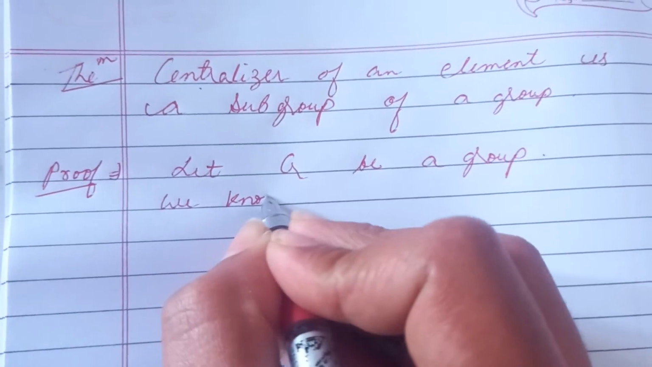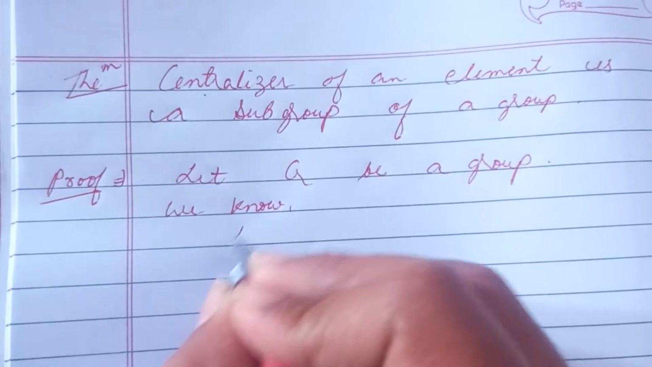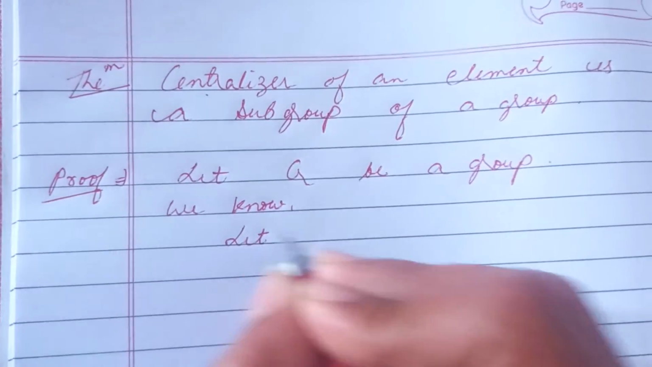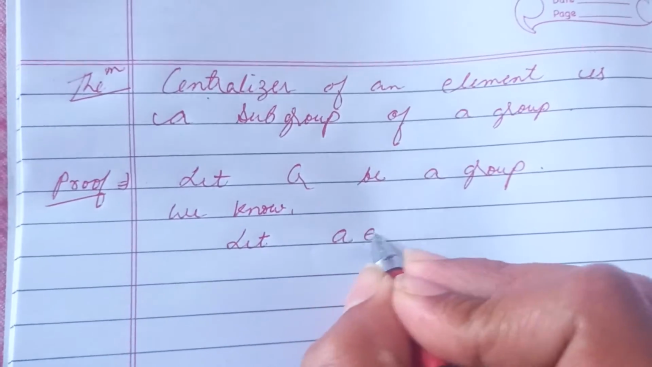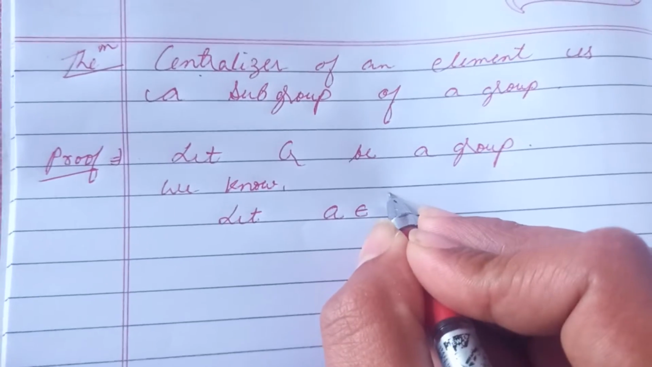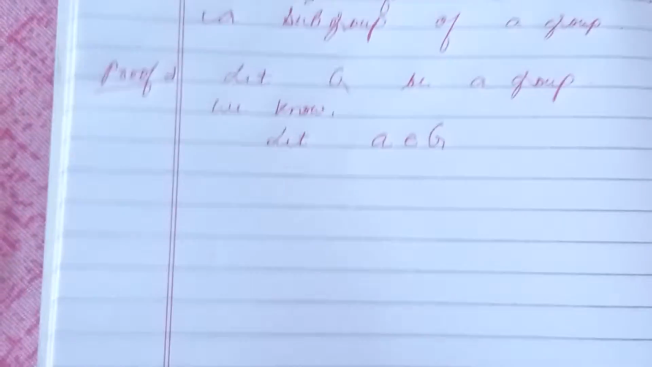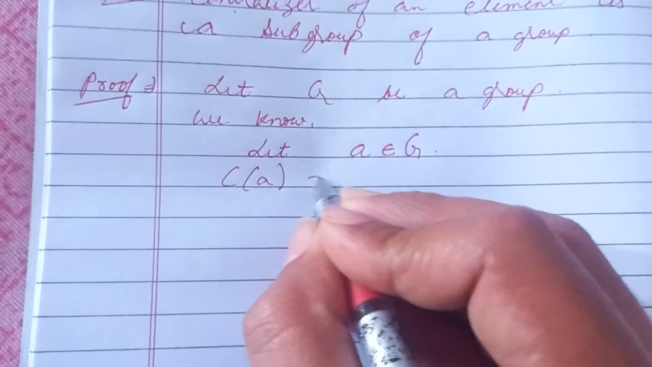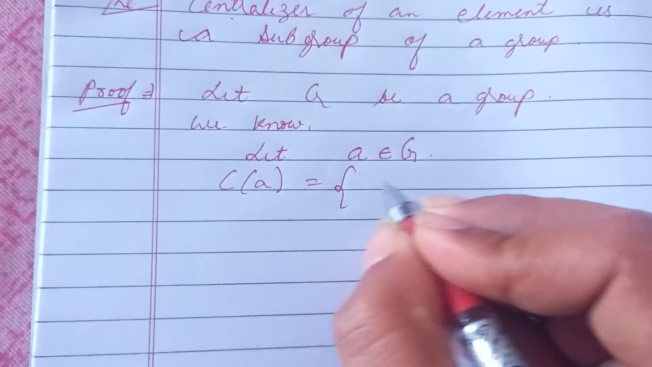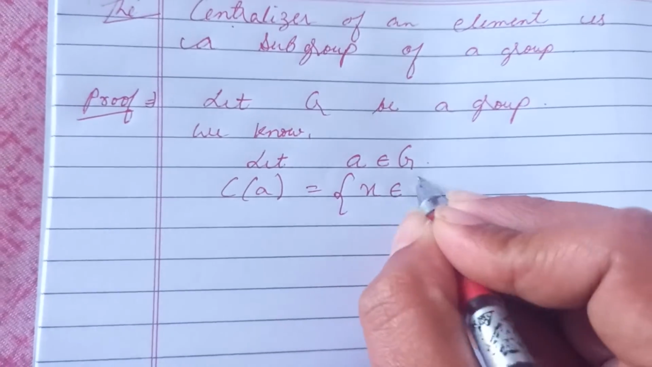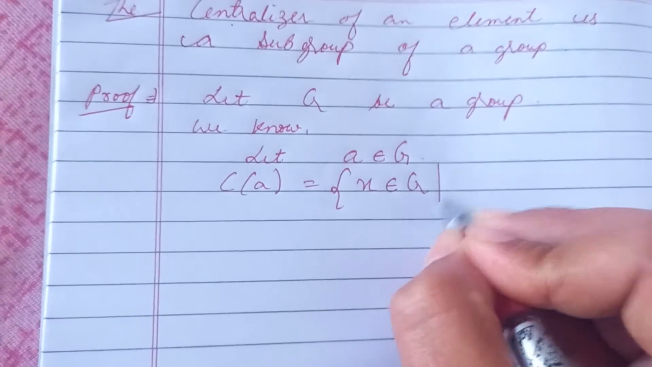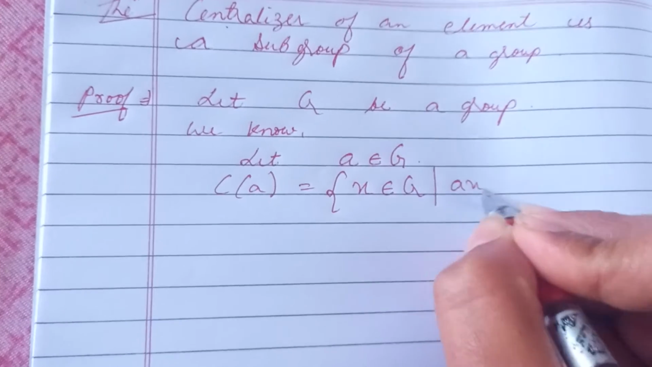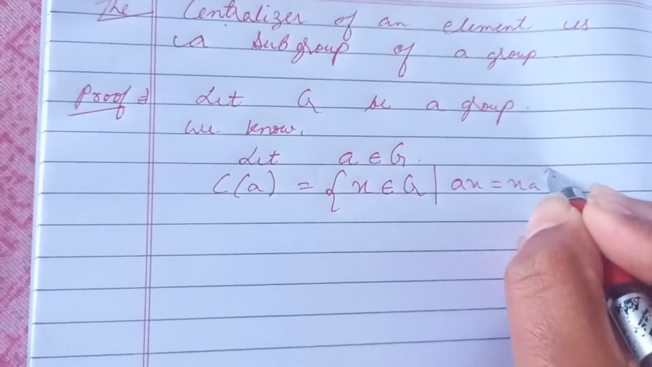First we'll write a definition of the centralizer of an element. Let A belong to a group G. Then the centralizer of A is defined as X belongs to G such that AX equals XA.